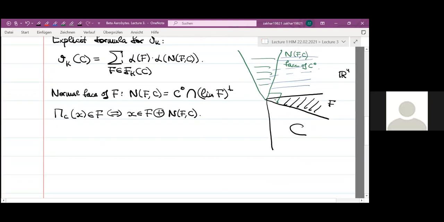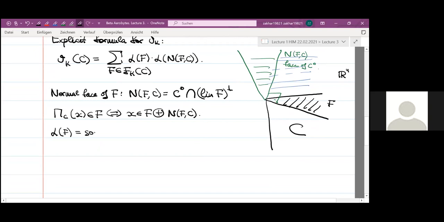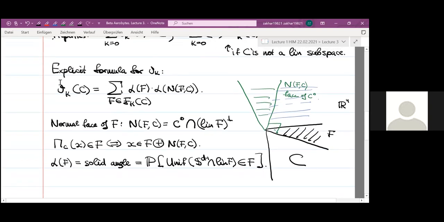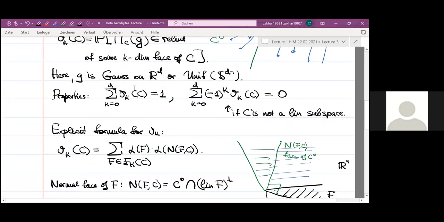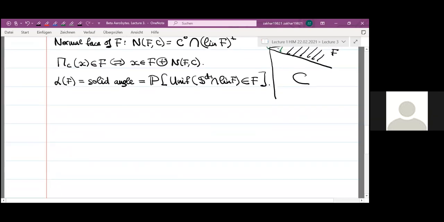And alpha is the solid angle of the face. So the solid angle is defined as the probability that a random vector U, which is uniform on the unit sphere intersected with the linear hull of F, belongs to F. And it is between 0 and 1 in this normalization. And this here is the formula for the kth intrinsic volume in terms of angles of the faces and angles of the dual faces. And now the basic fact, which is very useful about the conic intrinsic volumes, is that they participate in the so-called conic Crofton formula.